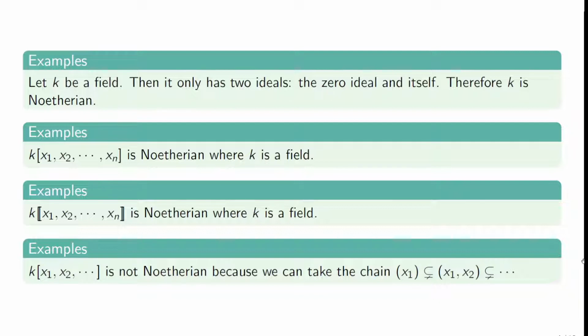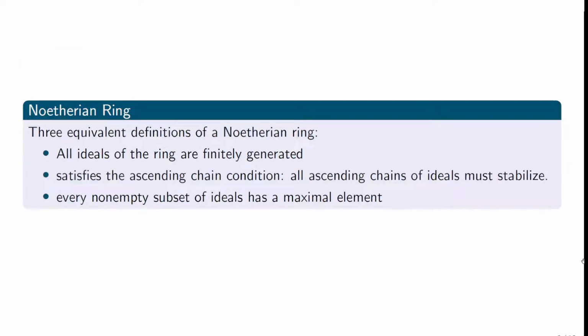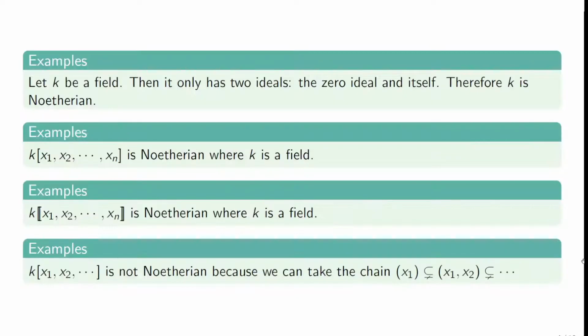So what is a non-Noetherian ring? A good example would be if we take a polynomial ring again, but this time with infinitely many variables. Because of this, we can make a chain of ideals. Let's start with the ideal generated by x1, contained in the ideal generated by x1 and x2, and so on and so on. This will continue infinitely because we have infinite amounts of variables, so this chain is not going to stabilize.